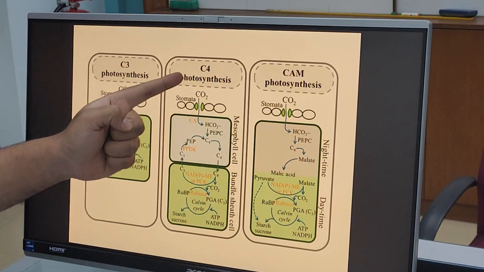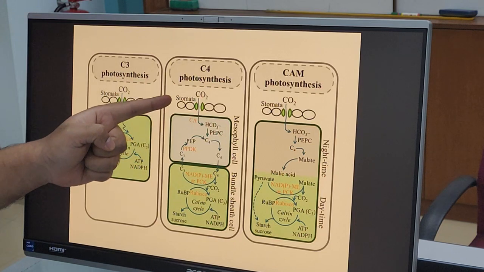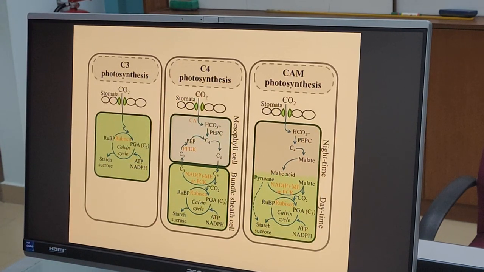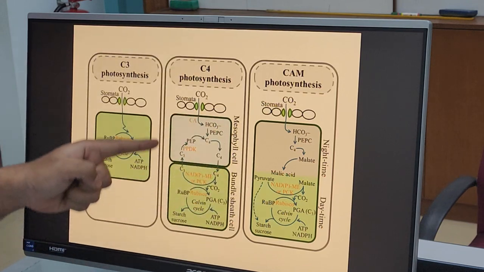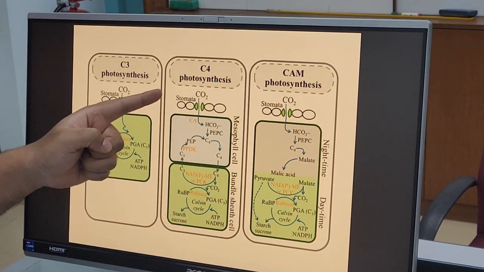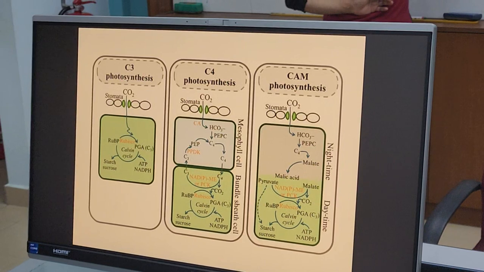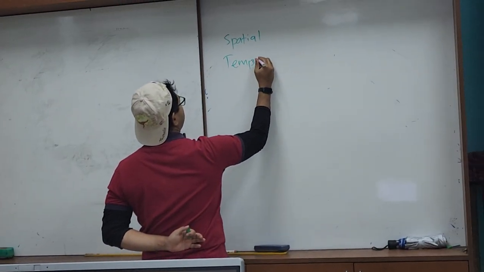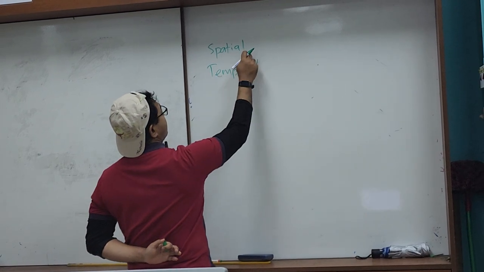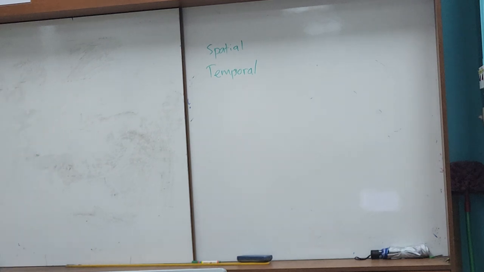For C4 plants, almost zero photorespiration due to the compartmentalization between the mesophyll cell and bundle sheath cell. So this, we call it spatial separation. Not special, you're special, istimewa. No. Spatial. Temporal. Spatial, space. Spatial: bundle sheath, mesophyll.